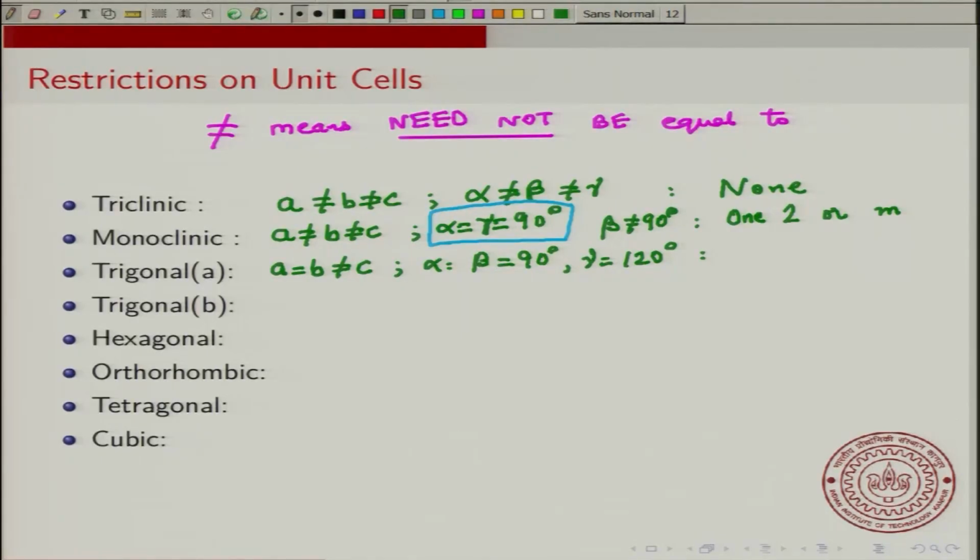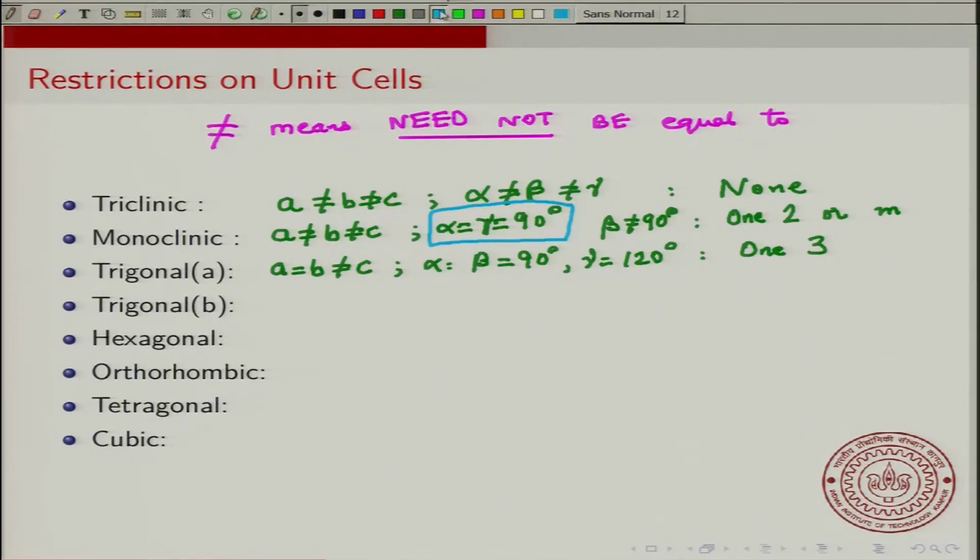Okay. And the essential symmetry is one 3-fold axis. So, if it has a 3-fold axis then you can call it a trigonal system. Okay. Now, trigonal B is also in the same class. So, that will also have only one 3-fold axis.